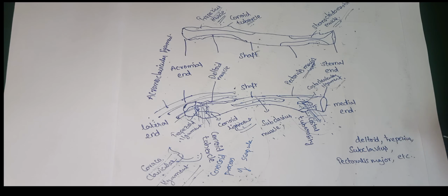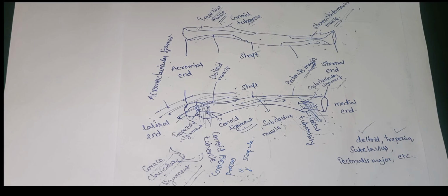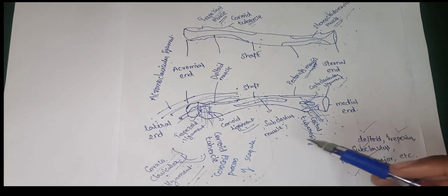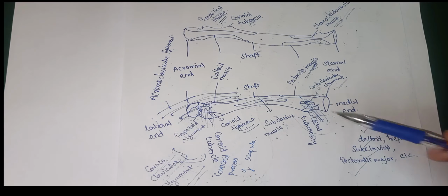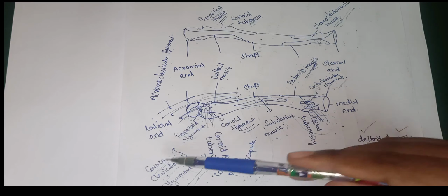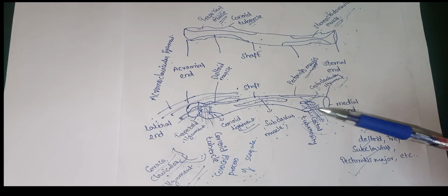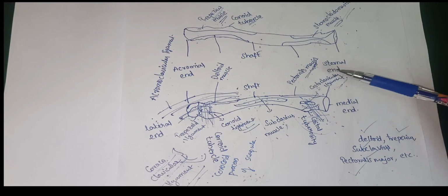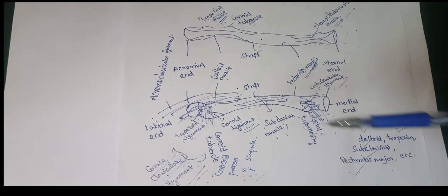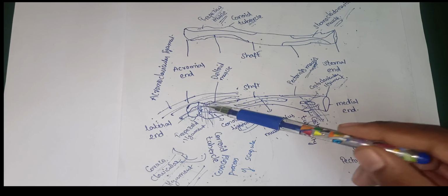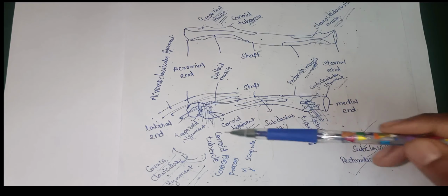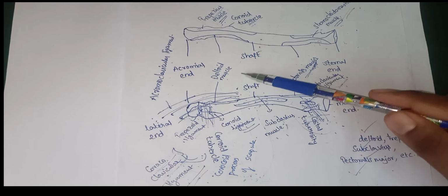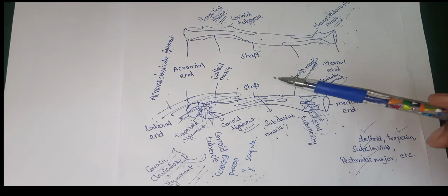Which muscles are attached? Deltoid, trapezius, subclavius, pectoralis major, sternocleidomastoid, and so on. What are the ligaments? The acromioclavicular ligament is present between the acromion process of the scapula and the clavicle. The costoclavicular ligament is present between the first costal cartilage and the clavicle. Above the conoid tubercle the coracoclavicular ligaments pass.